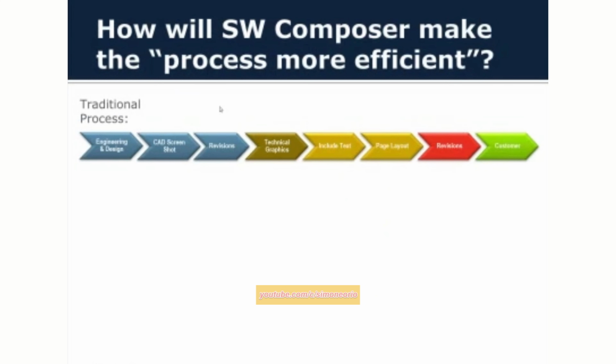Okay, so what's the process that SOLIDWORKS Composer gives you that makes it so much more efficient? The traditional process of engineering and documentation includes starting off with your engineering and design, and then taking things step by step. After you do all the engineering and the design work, you then step into a CAD screenshot. You start taking screenshots from your CAD, or maybe you even wait until everything is completely done, and then you start taking pictures of the product, or maybe even the pictures of the prototype.